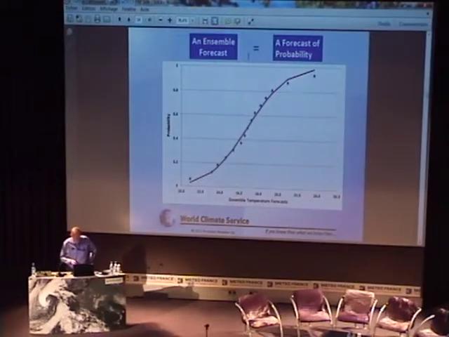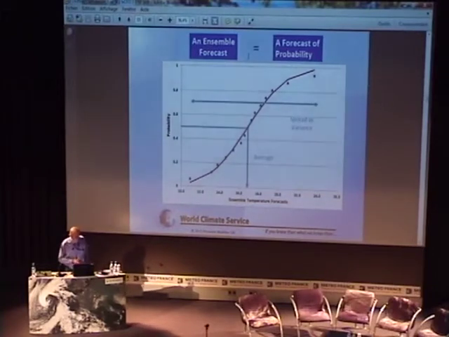Now, suppose then I have 15 ensemble members, 15 predictions. I would have a prediction of a temperature here, a temperature here, a temperature there, a temperature there. I sort those temperatures, from small to large, and I assign each one a probability. The way I assign a probability is, if there's 15 of them, this has a probability of 1 over 16, 2 over 16, 3 over 16, up to 15 over 16. So now I have a probability distribution from my ensemble.